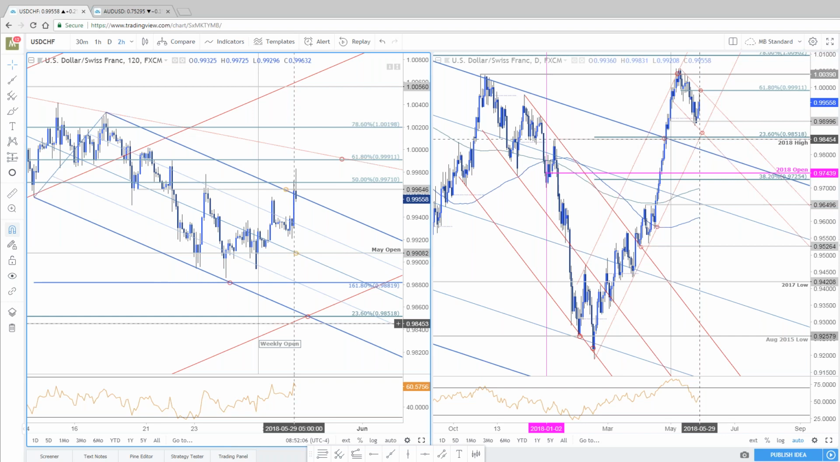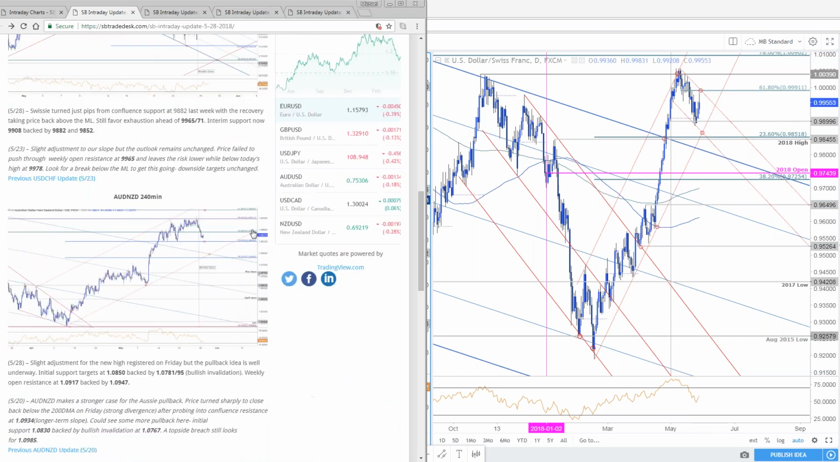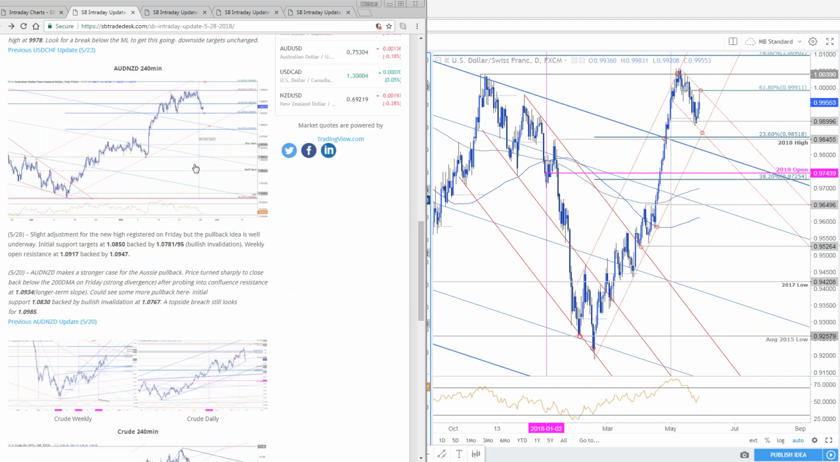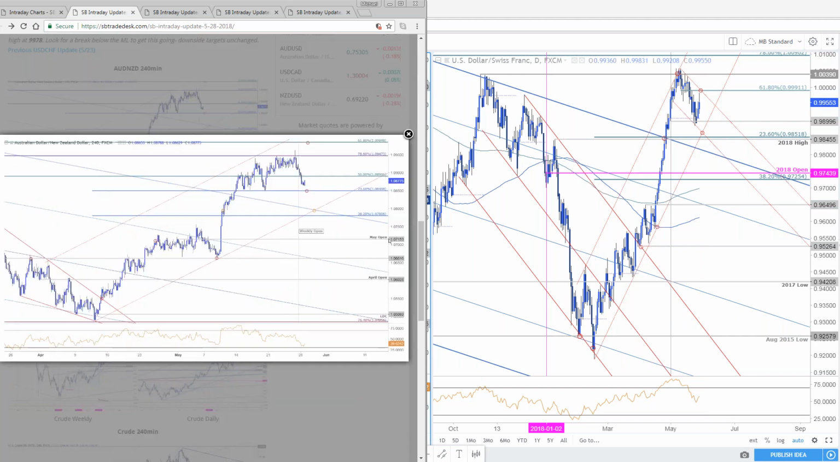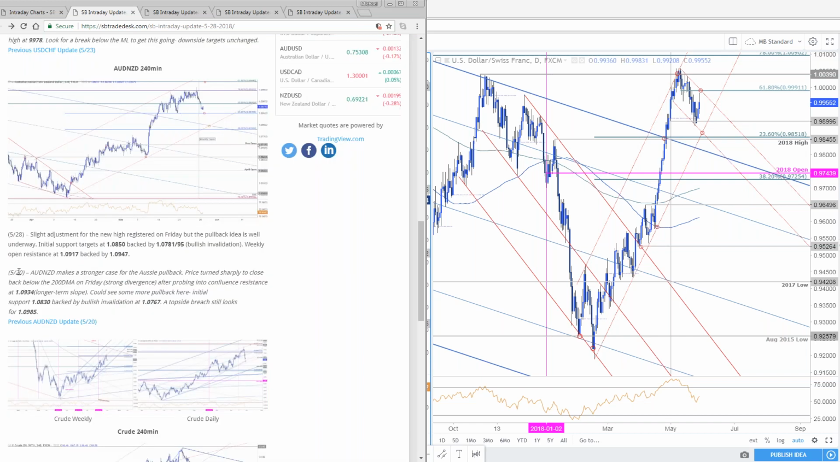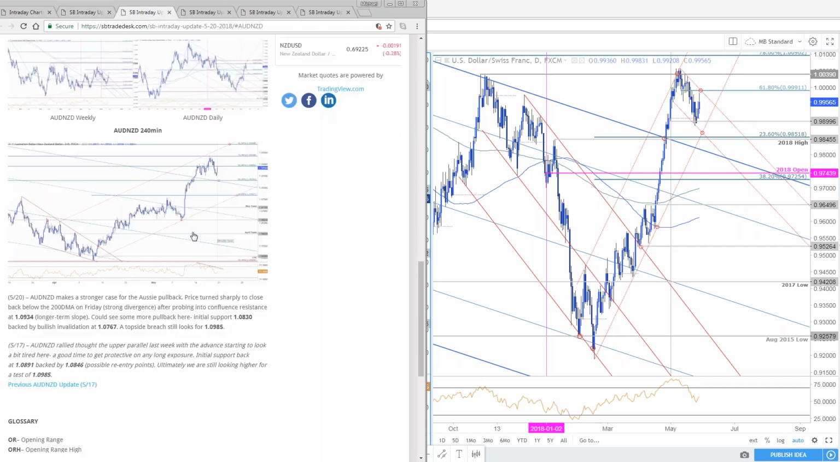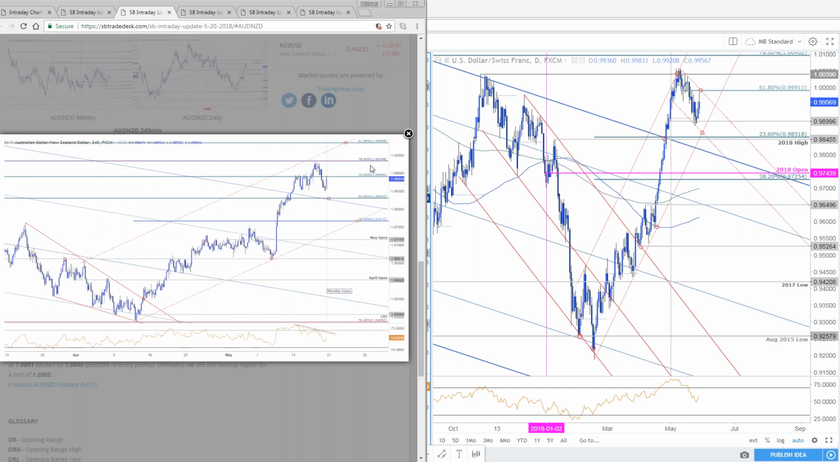Number 5, Aussie Kiwi, another one that we've been following since last week. I gave you an update on this last night as well as we were breaking down. Last week, I think the update was on the 20th actually. The chart looks almost identical in that we were looking at that 76.4% retracement, 109.34, as resistance, and we were favoring selling rallies into this to play the Aussie pullback.